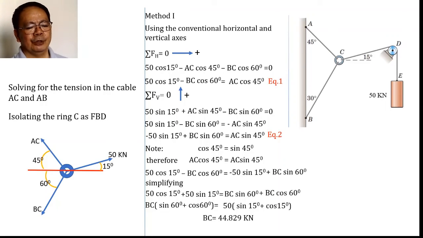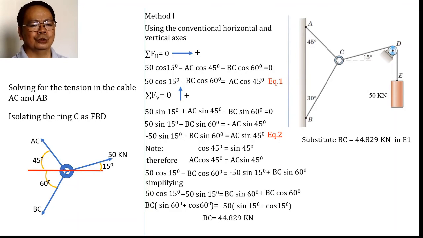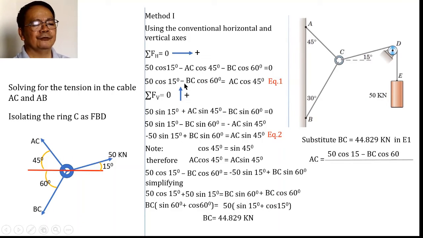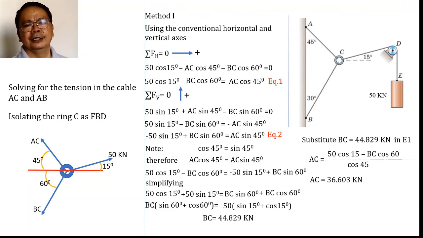So if BC is substituted in either equation 1 or 2, then we shall have AC equal to 50 cosine of 15 minus BC cosine of 45 divided by cosine of 45 degrees. I did that directly, because I know that most of you already know this concept. So when you simplify, you can solve for AC to be 36.603.